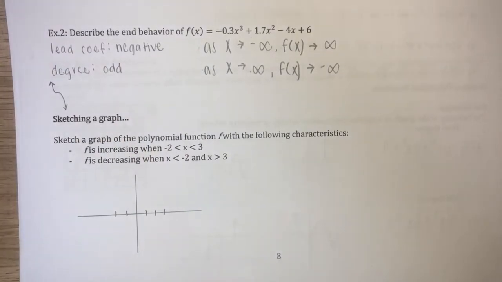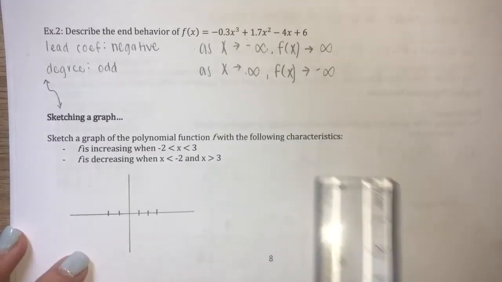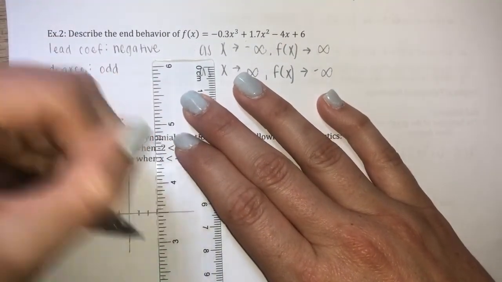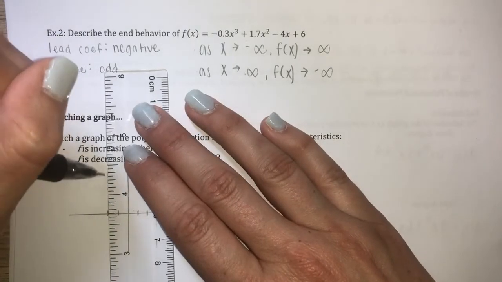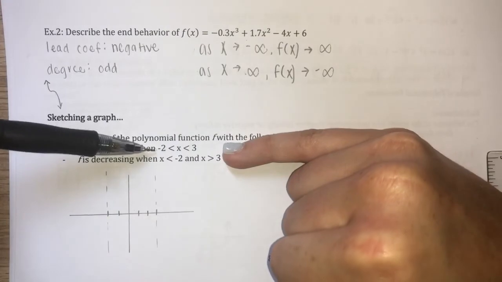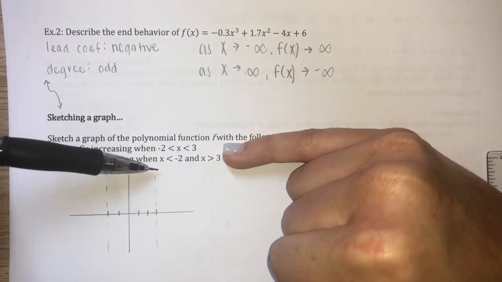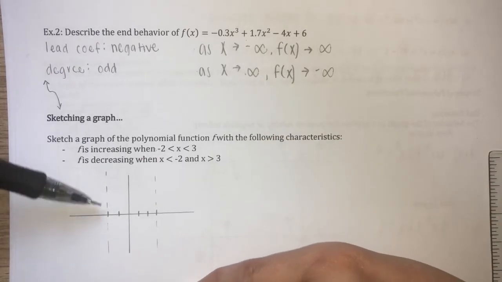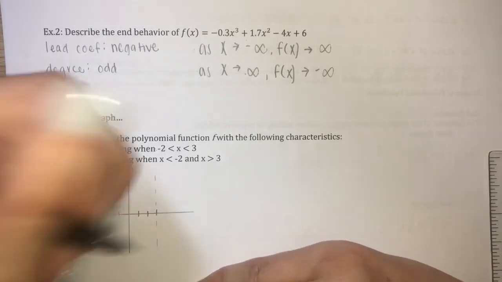So you don't really need to scale the y-axis at all because it's not telling us a max or a min or anything like that. You really just need to scale the x-axis to match up with where it's changing direction. So sometimes it's helpful to draw yourself dashed lines at where it's changing direction. So since the graph is increasing between -2 and 3, and then it's decreasing before -2 and decreasing after 3, it makes sense to give yourself some dashed lines at -2 and at 3.